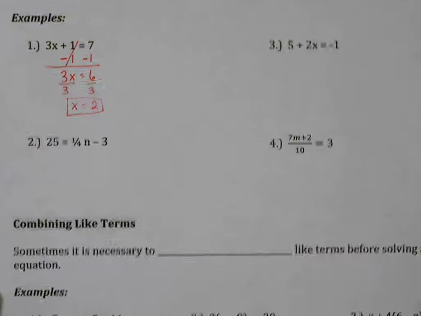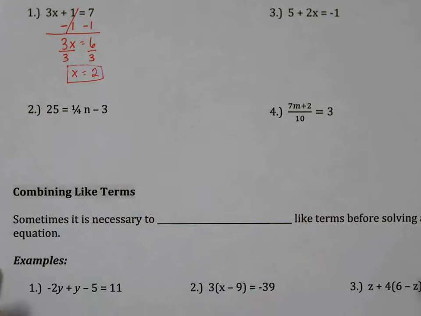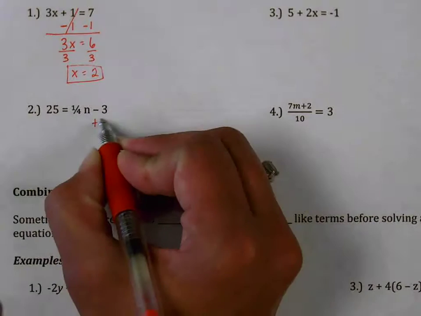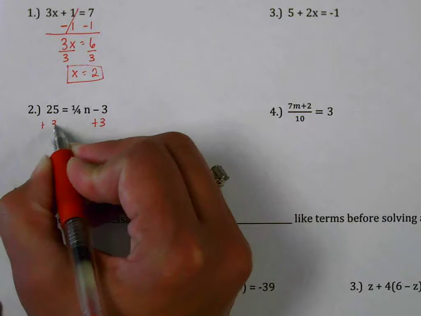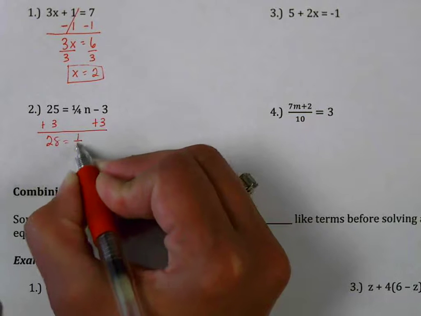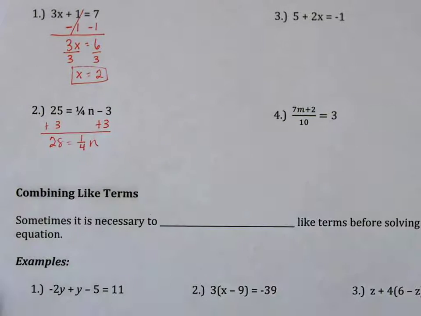So number 2 is 25 equals 1/4 times n minus 3. So we're going to add 3 to both sides. Since 3 was subtracted, we do the opposite, so we're going to add 3. And we're left with 28 equals 1/4 times n. Now remember 1/4 is being multiplied by n, so we need to divide by 1/4.